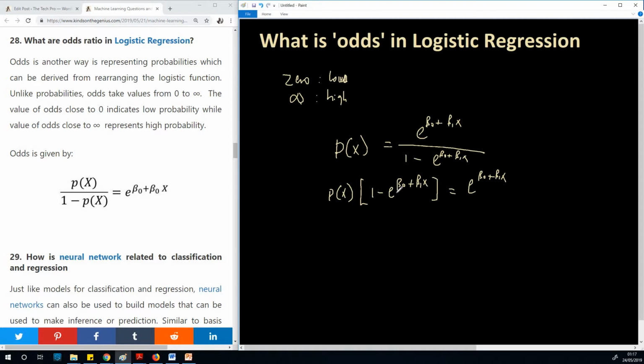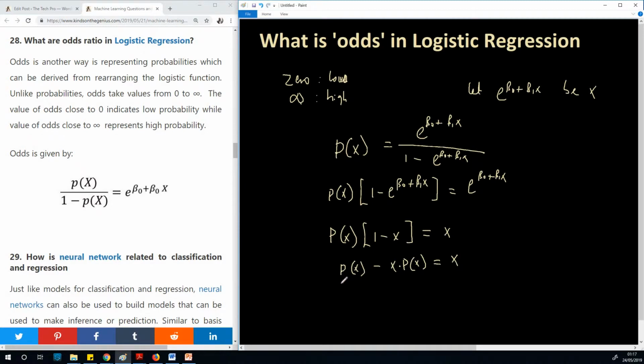Okay, so I would like to represent e to the power of beta 0 plus beta 1x as X. So we have p of x into 1 minus X, equal to X, right? So if we multiply out, we have p of x minus X p of x equal to X, right?